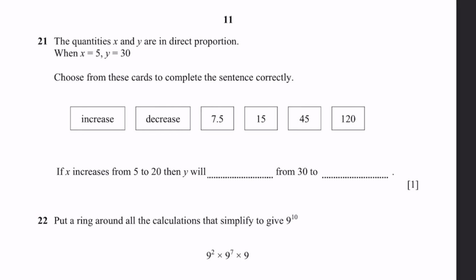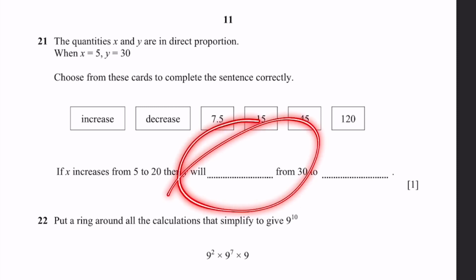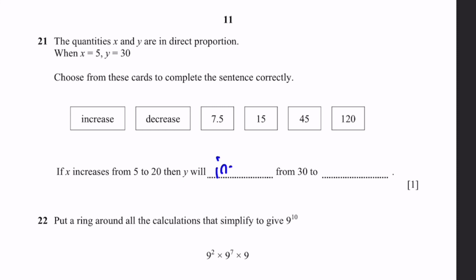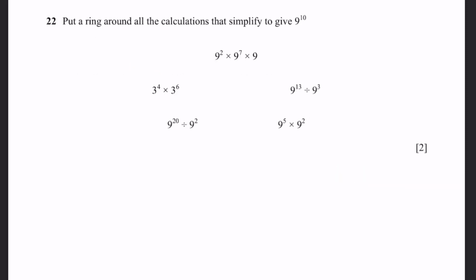Question 21. The quantities x and y are in direct proportion. When x equals 5, y equals 30. Choose from these cards to complete the sentence correctly. If x increases from 5 to 20, then y will dash from 30 to dash. Direct proportion means if one increases, the other increases as well. That means the first blank will be an increase. From 30 to dash. So if x increases from 5 to 20, that means it's multiplied by 4. That means y is also multiplied by 4, so it will become 30 into 4, which is 120 for the second blank. Question 22.